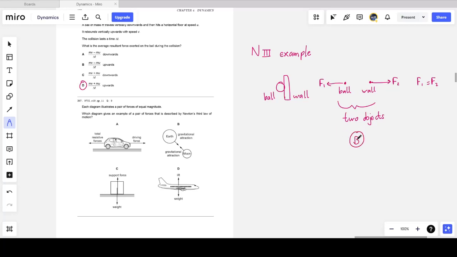So be very careful. Just because forces balance doesn't mean that they are an action-reaction pair. In fact, an action-reaction pair should be on two different objects, not on the same object. So just be wary of those kinds of questions.